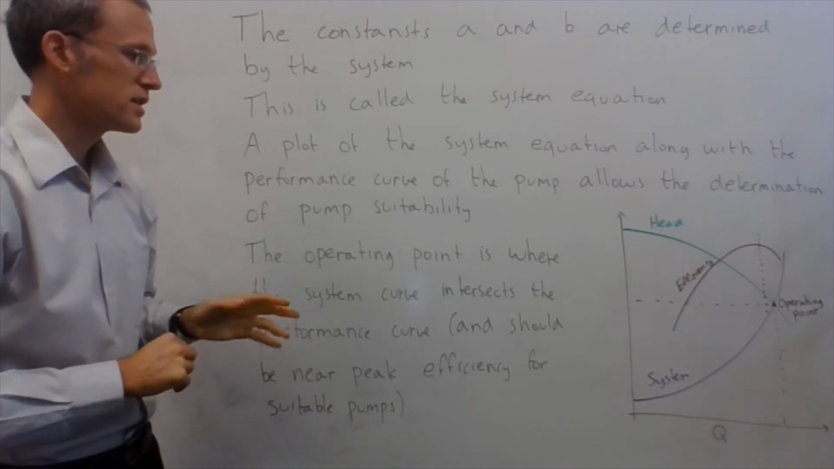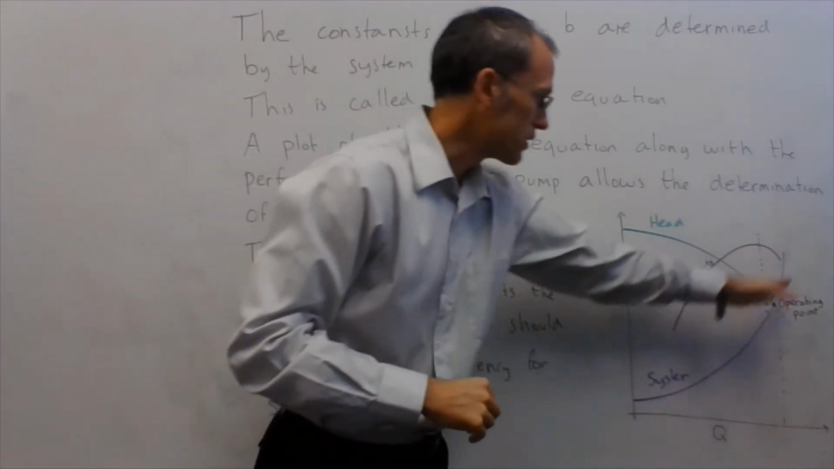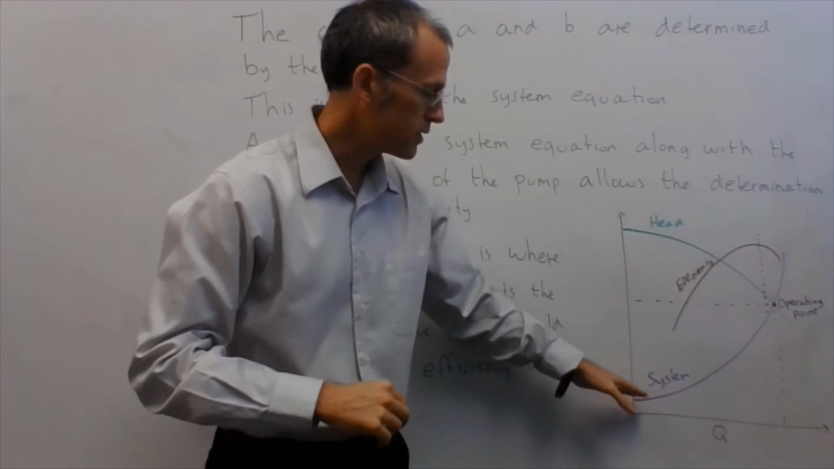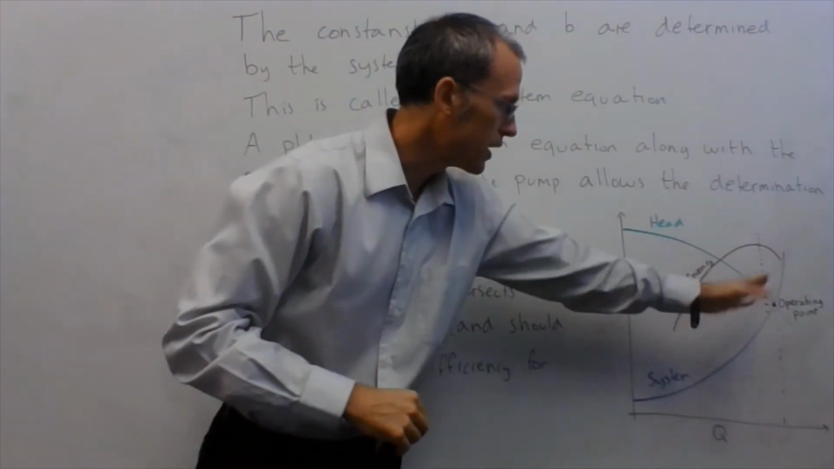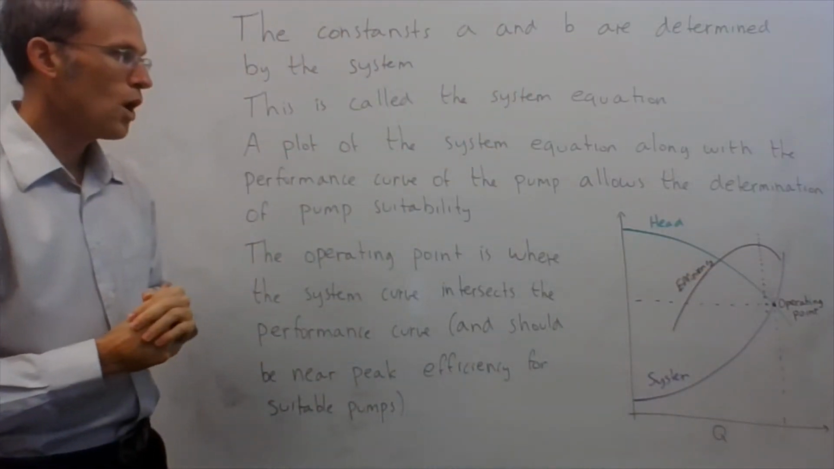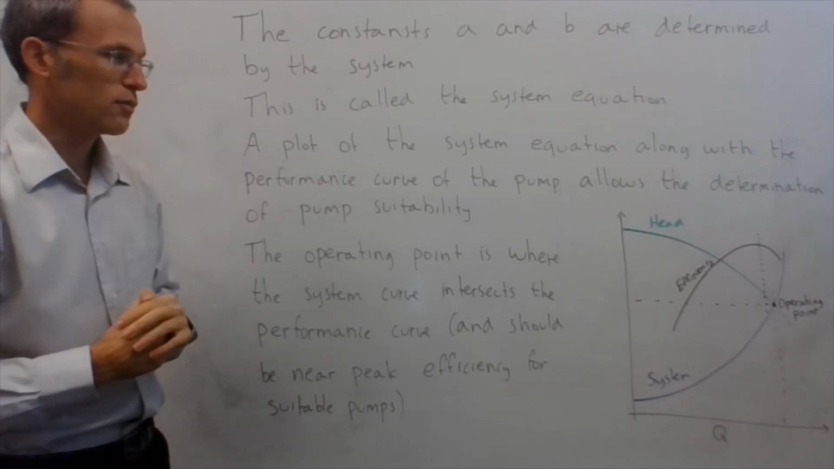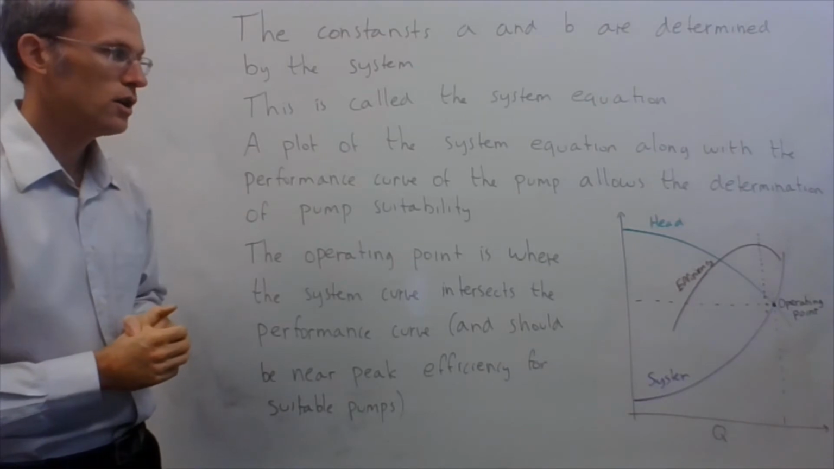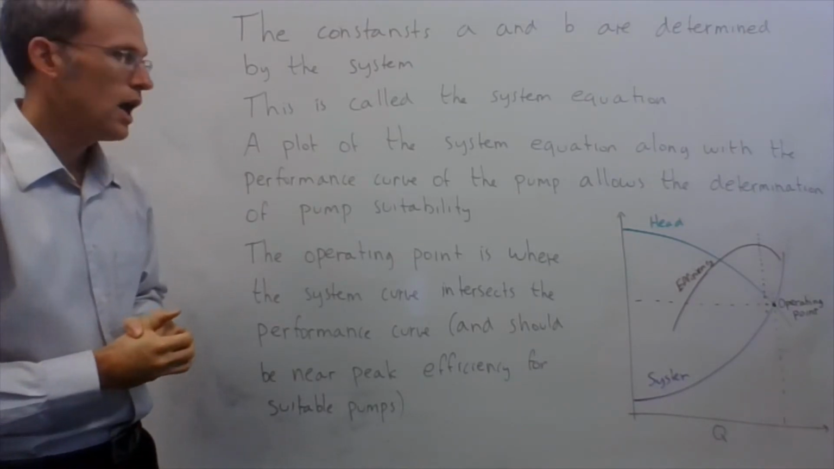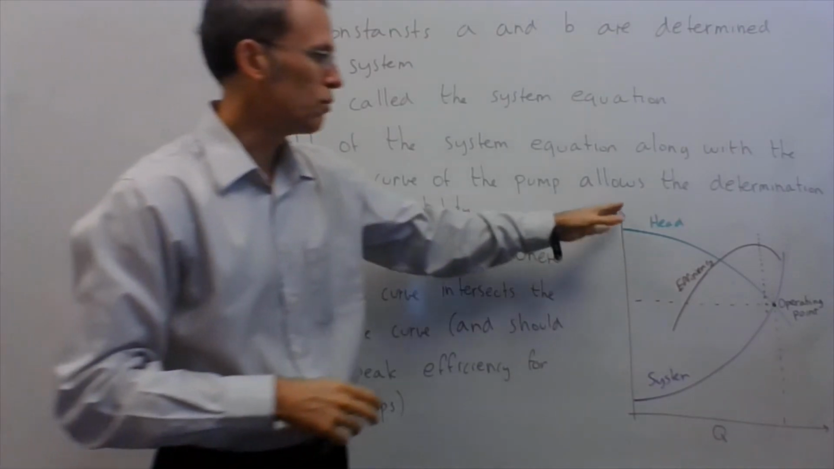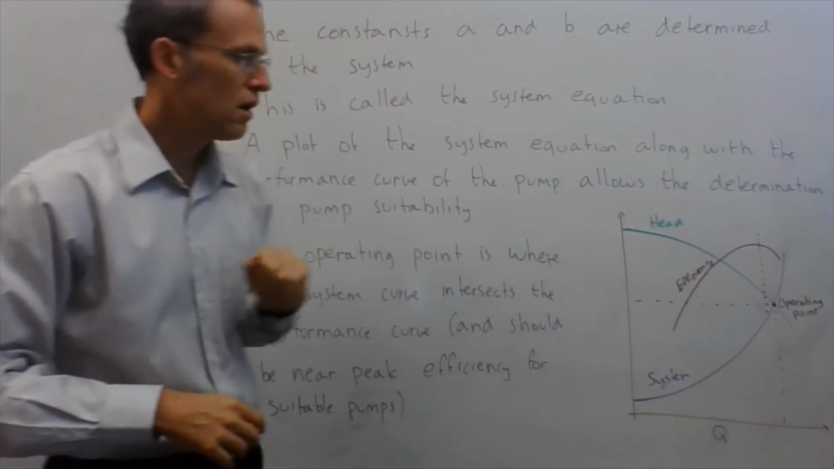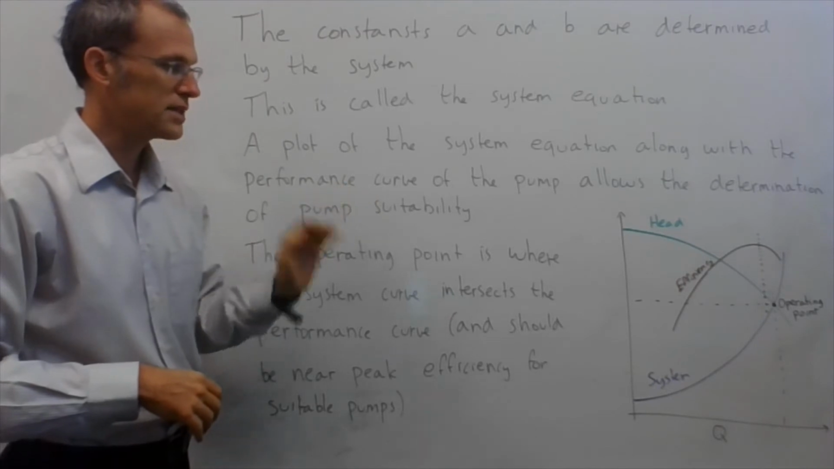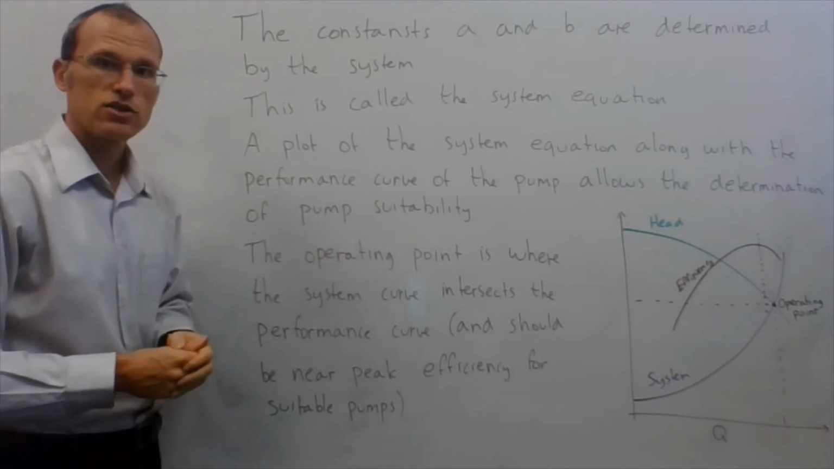If I plot that system equation, it ends up being a quadratic, like this purple line here. I have A plus some constant B times Q squared, so I get that parabolic shape. If I plot that along with the performance curves we saw before, that lets me figure out whether this is a good pump to use or not. If I plot the full performance curves, my head and my efficiency are the important ones. Where the head curve and the system curve intersect, that's called the operating point.